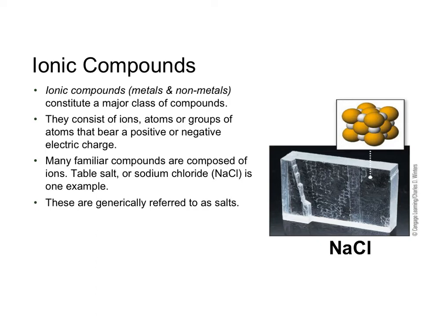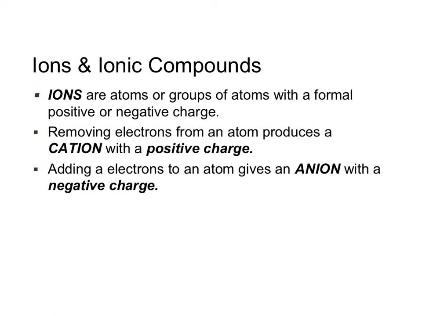Ionic compounds in general are referred to as salts. So when you hear that term, don't think of only the familiar salt of sodium chloride. Technically speaking, from a chemical perspective, all ionic compounds are salts. So what is an ion? An ion is an atom or a group of atoms that has a positive or a negative charge.